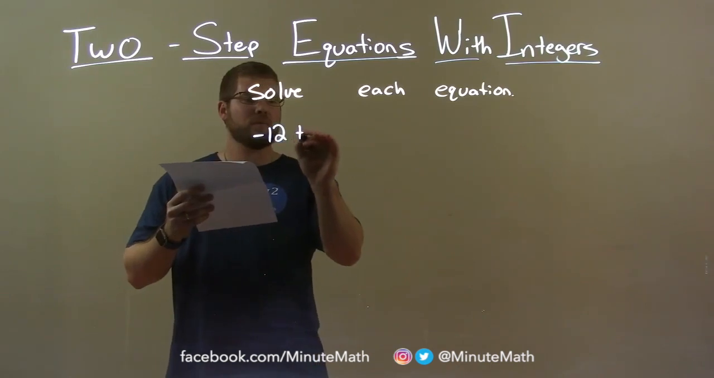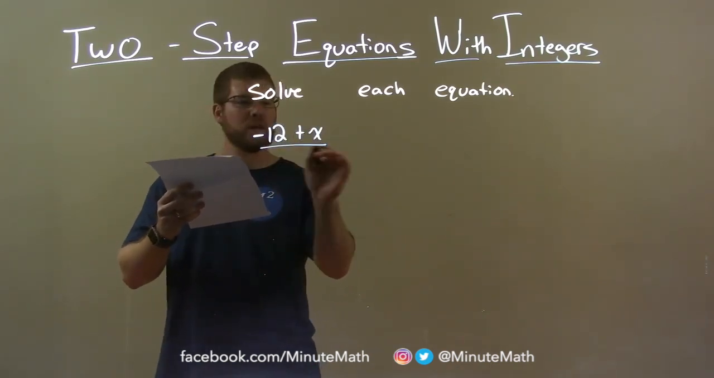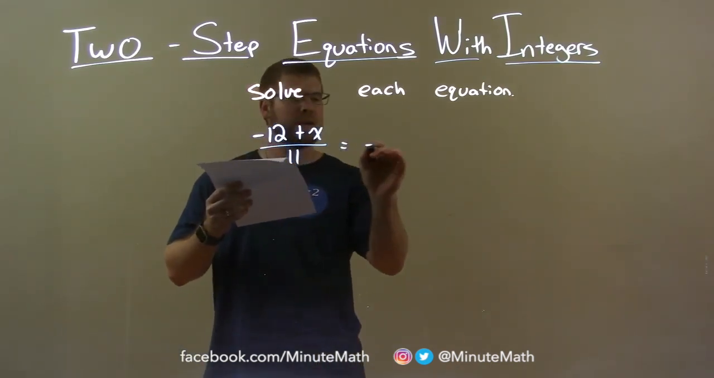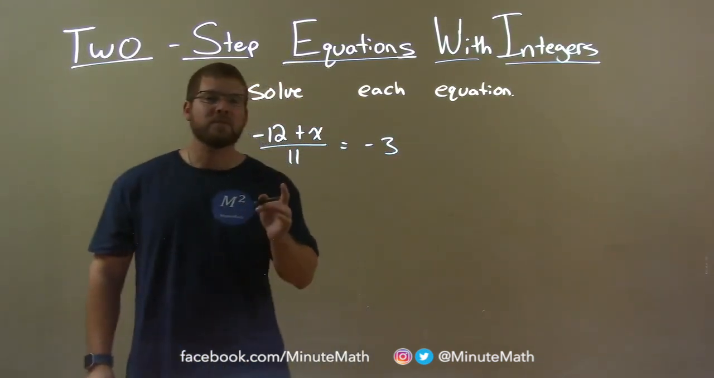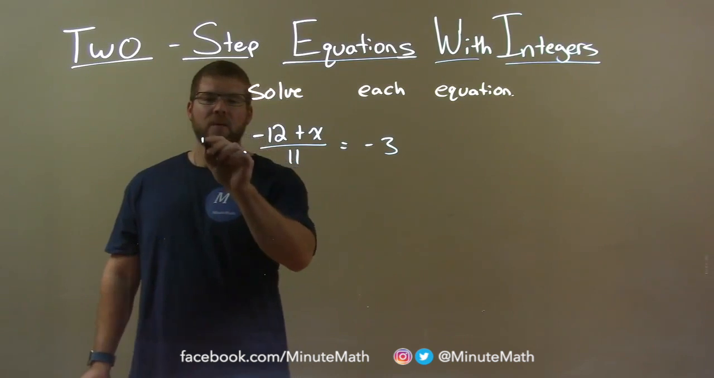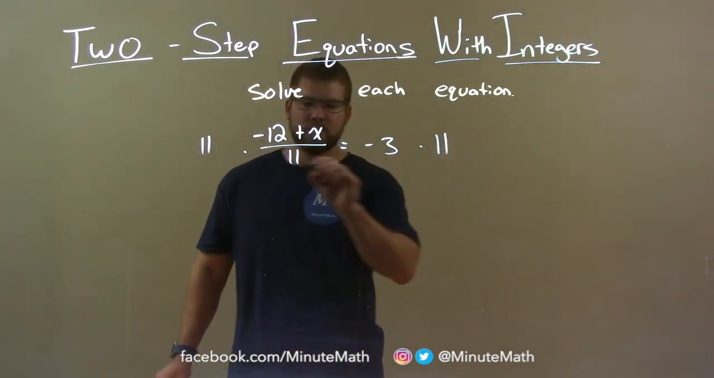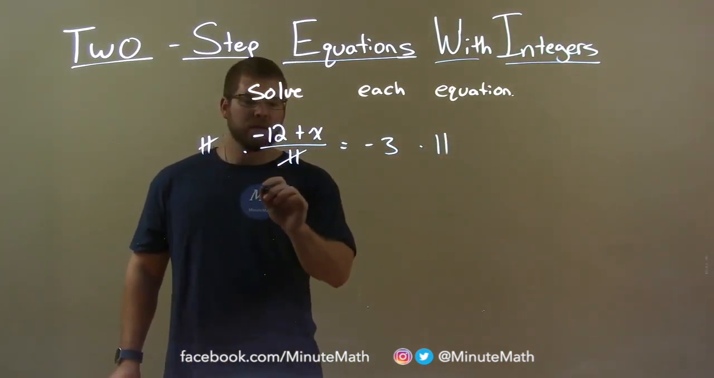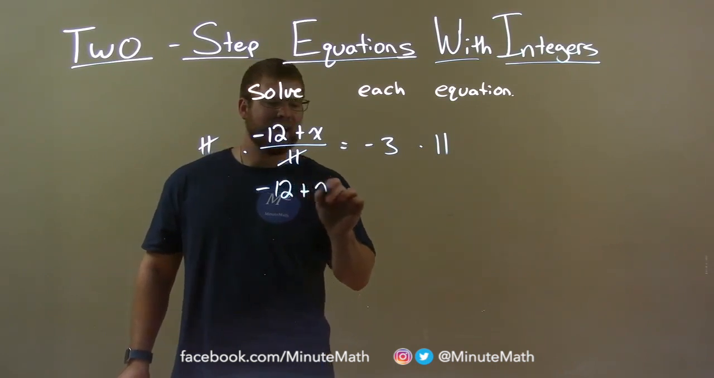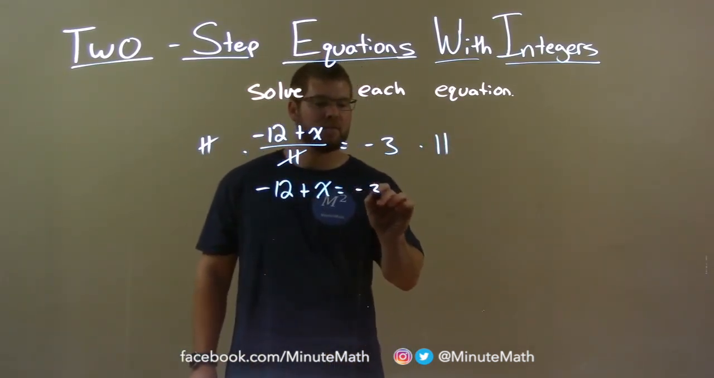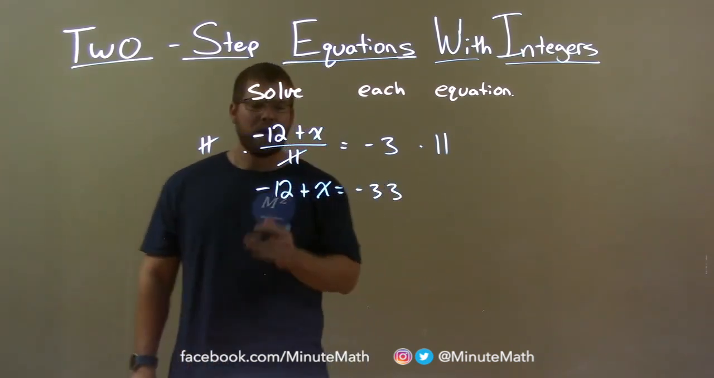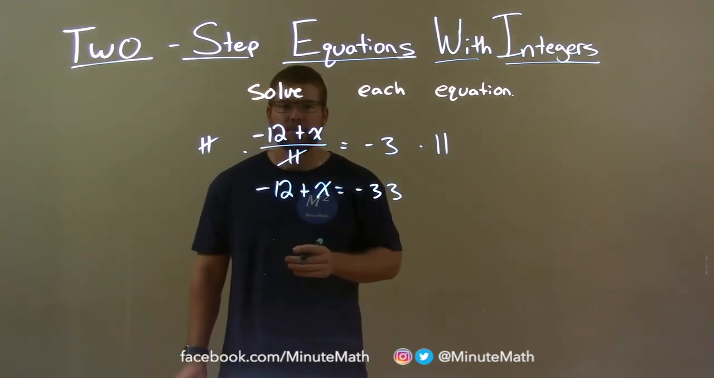Negative 12 plus x over 11 equals a negative 3. We're dividing by 11 there. Opposite of division, multiplication. I multiply both sides by 11. The 11's get eliminated, giving me a negative 12 plus x on the left. On the right, negative 3 times 11 is negative 33. We now have negative 12 plus x there.